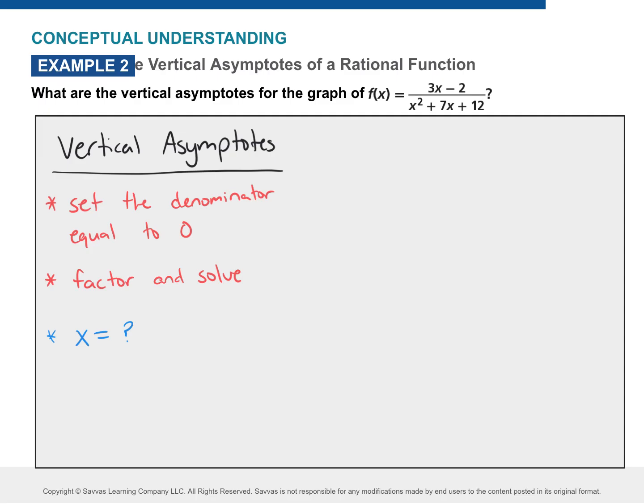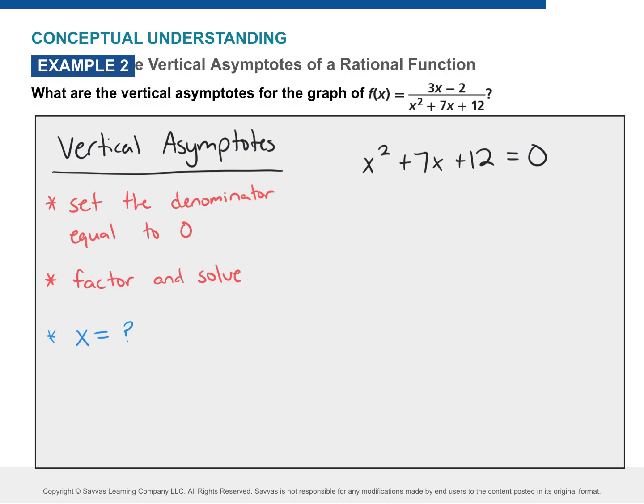The bottom of what? It's the bottom of a fraction, right? So what is my denominator on my function up here? X squared plus 7x plus 12. What does it say to do to the denominator? Set it equal to 0. Okay, so now it's just a matter of factoring and solving.